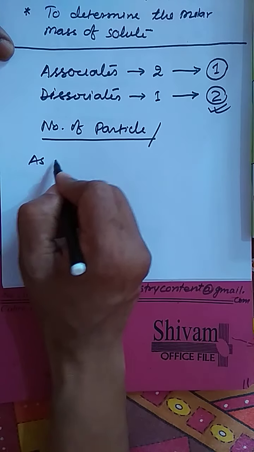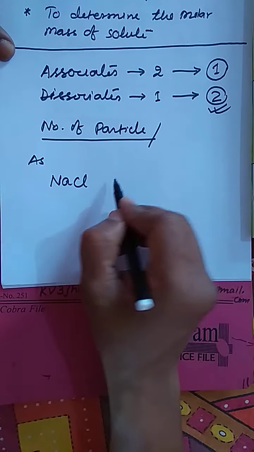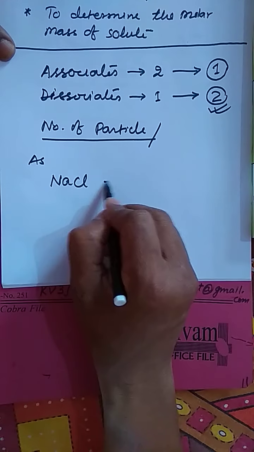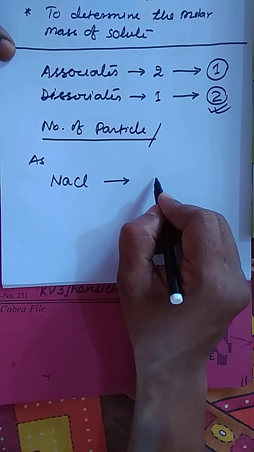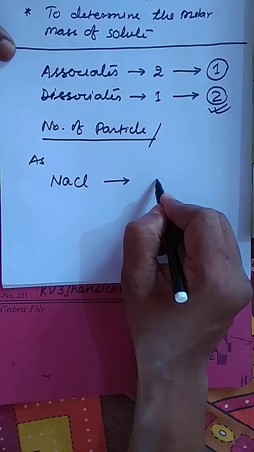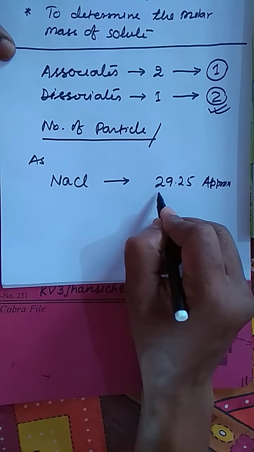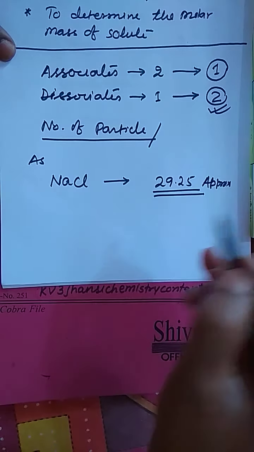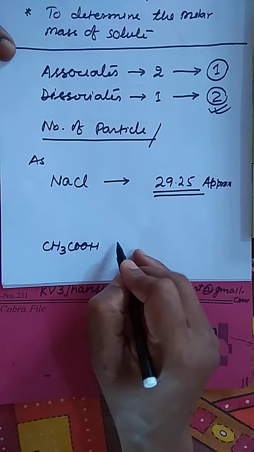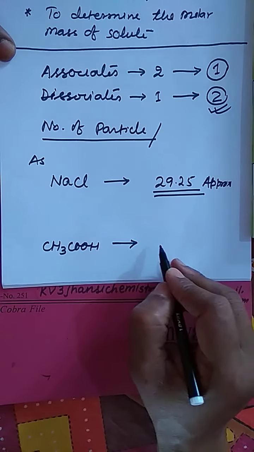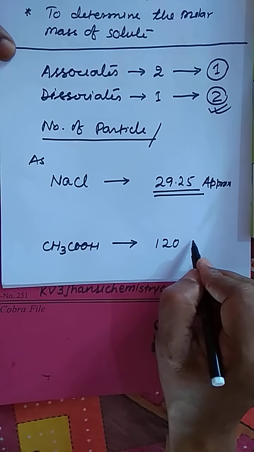As for example, if we calculate the molar mass of NaCl by using one of the colligative properties, it comes to half of the normal value, like 29.25 approx, right? It is quite abnormal. If you calculate the molar mass of acetic acid by using colligative property, then its molar mass comes approximately 120.